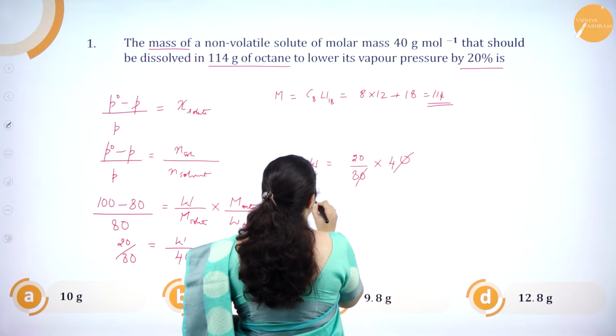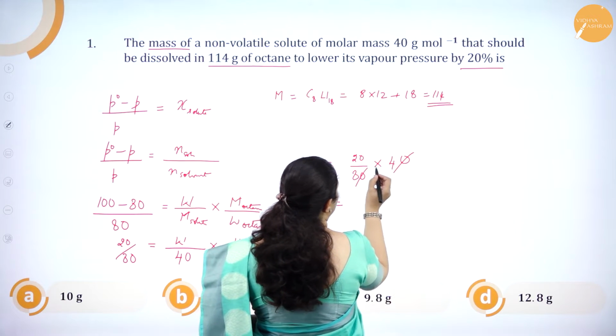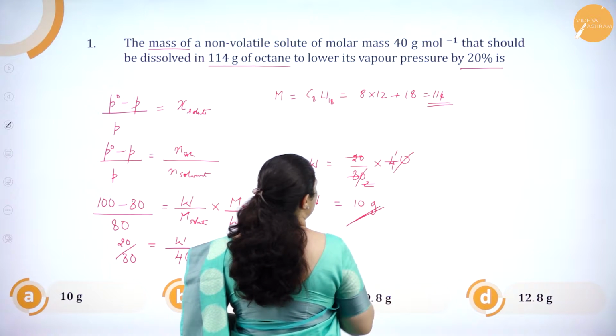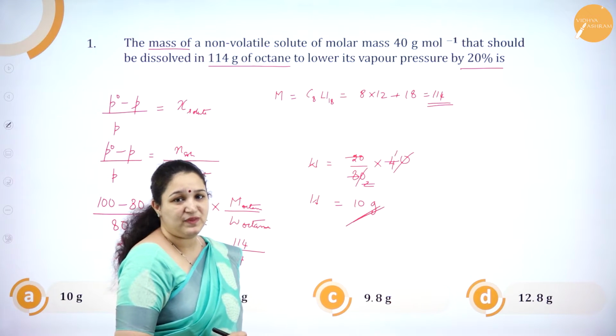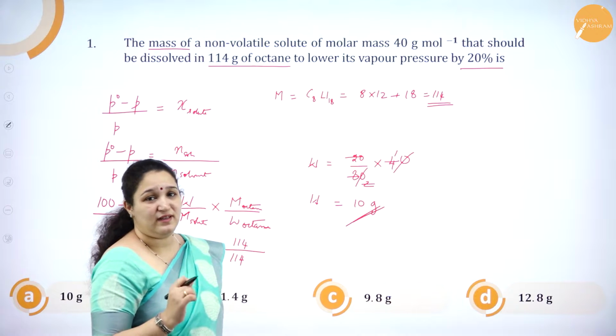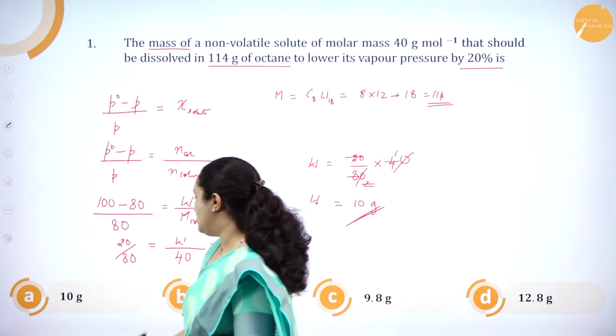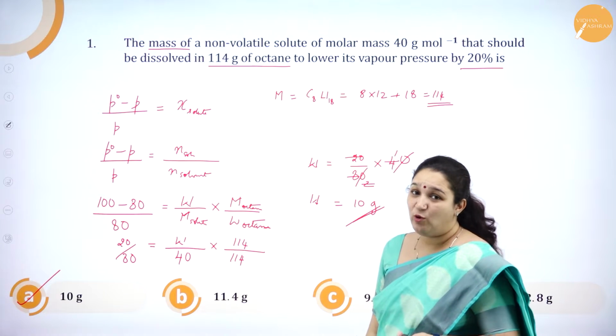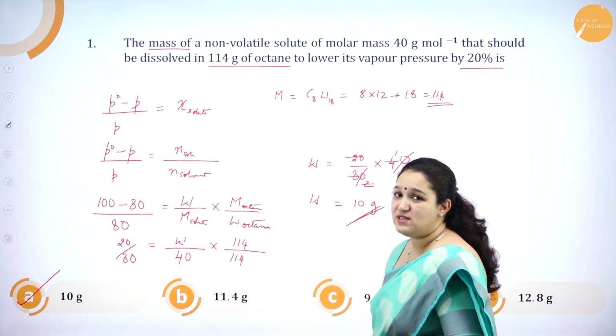So I'll have to solve this. What I will get? 2, 2 and 2. So answer is 10 grams. W is 10 grams. So which is the option? It is option A, which is right. So I hope you have understood how to solve this.